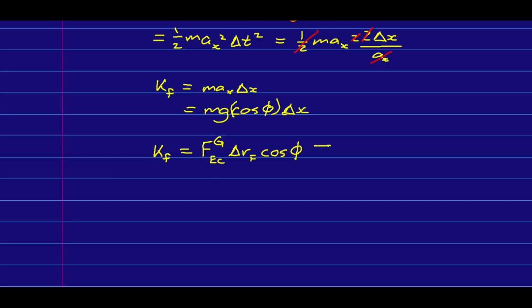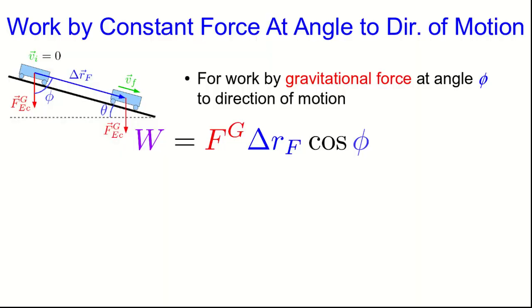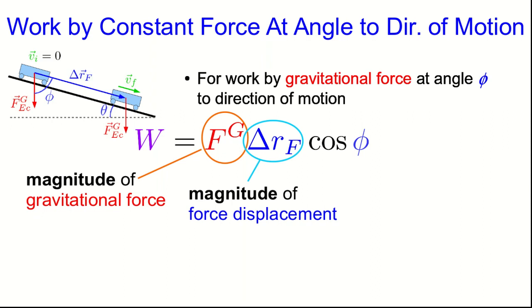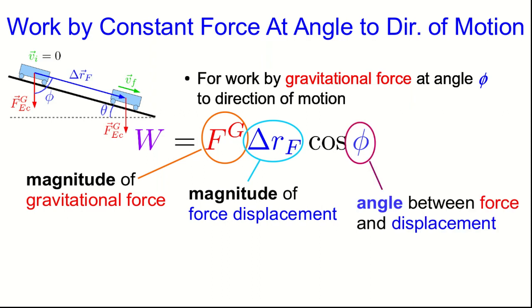And so that is the work done by this force, which was acting at an angle phi to the direction of motion. So we've seen that for a gravitational force acting at an angle phi to the direction of motion, we get a work that's given by this equation, where by F_g I mean the magnitude of the gravitational force, and this delta r_F is the magnitude of the force displacement, so those are both positive by definition. And this angle phi is the angle between the force vector and the force displacement vector.